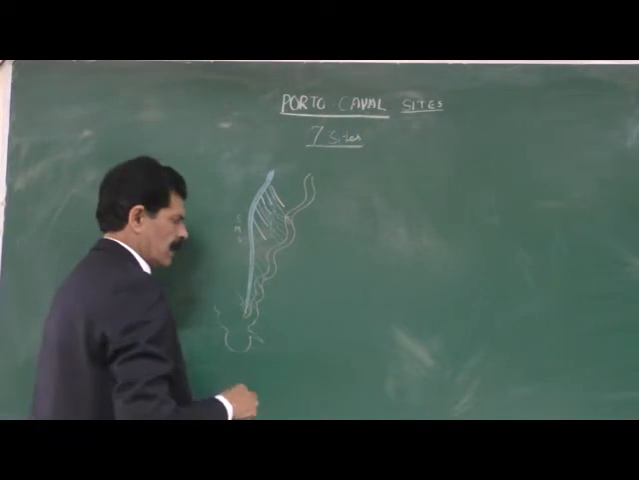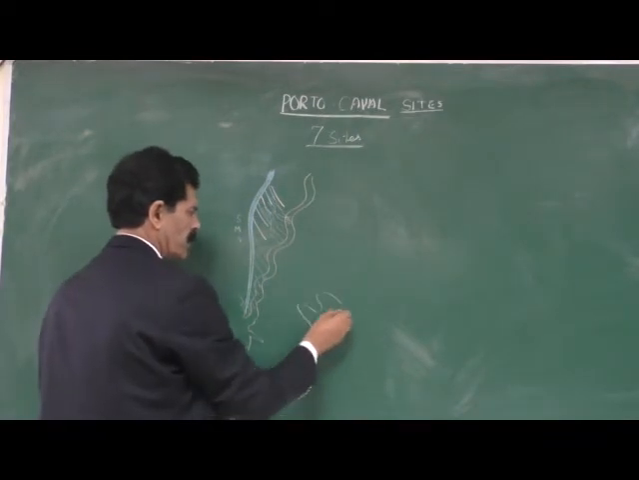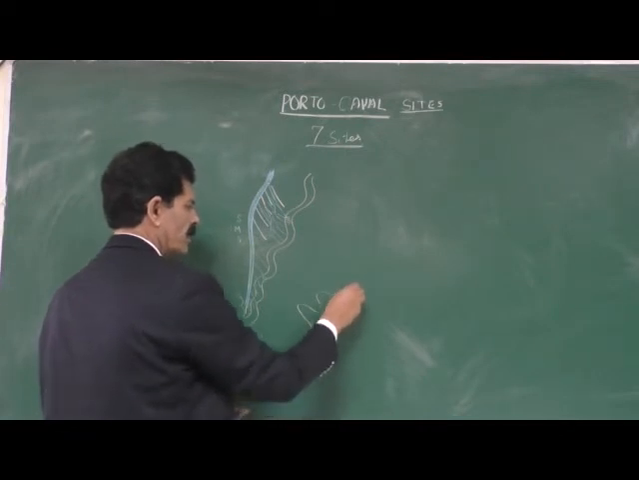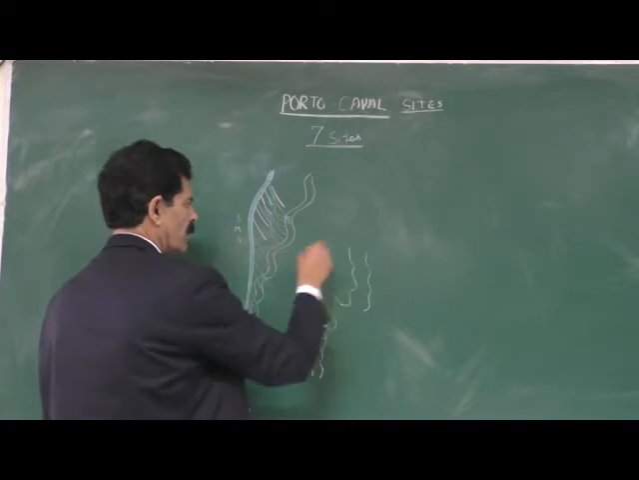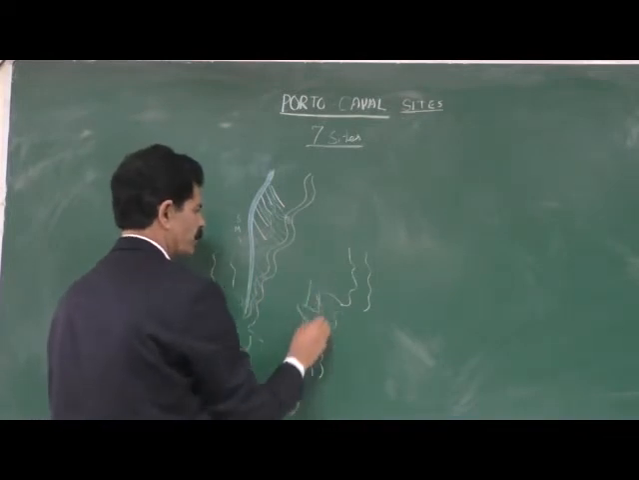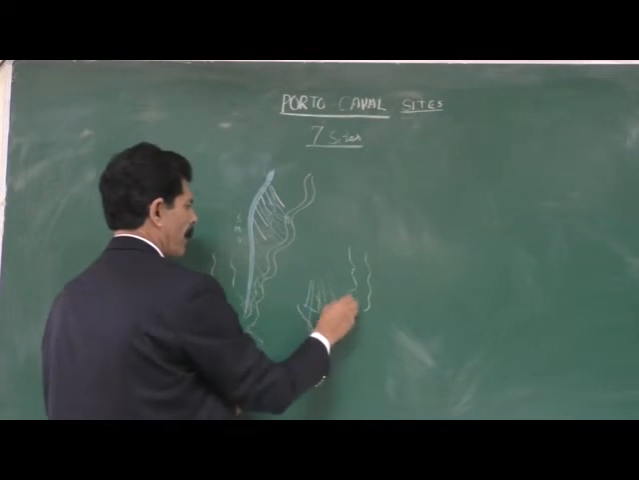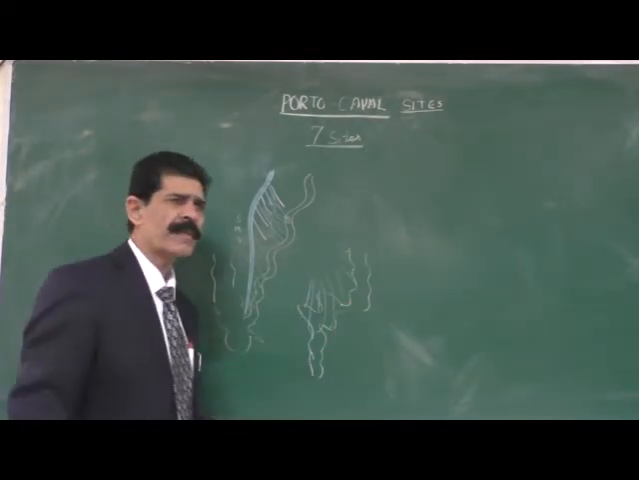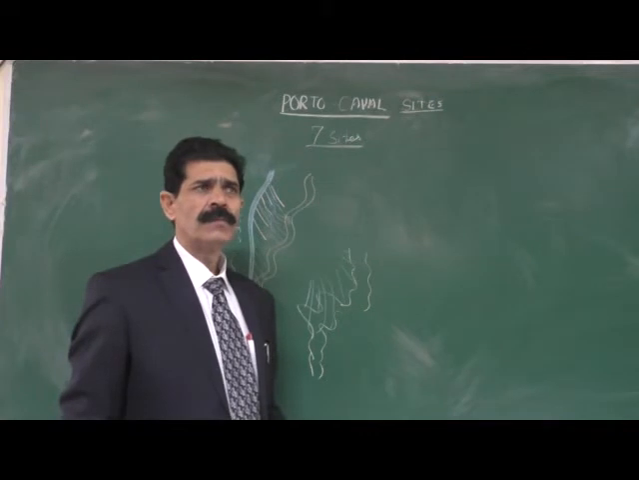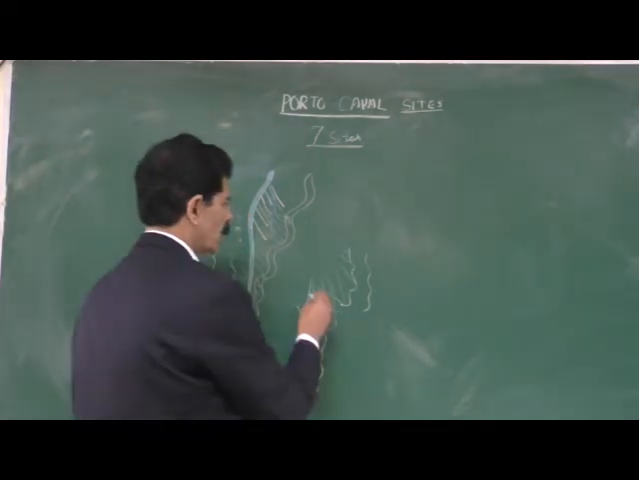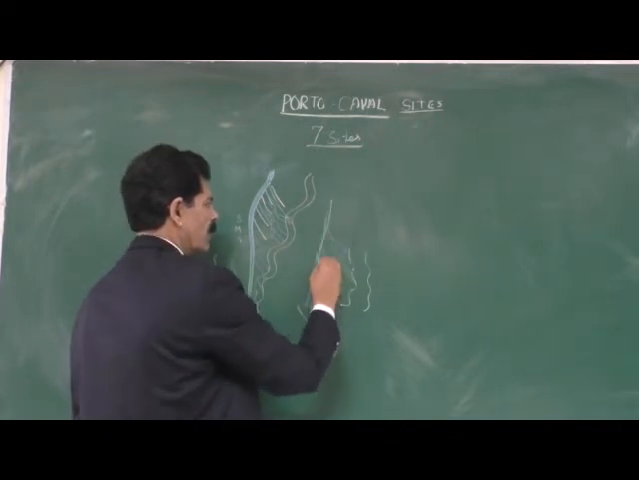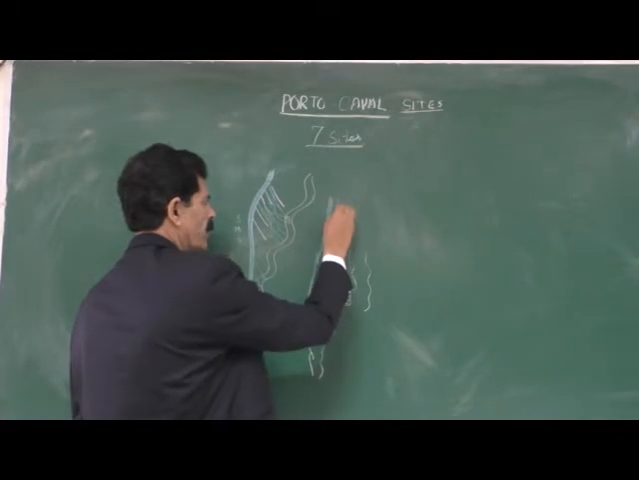And the absorption which takes place from the large intestine, the sigmoid colon, the descending colon, transverse and ascending colon, also begins with veins starting from them. These veins also absorb water from the large intestine. And all these veins from the large intestine unite to form a vein which is called the inferior mesenteric vein.